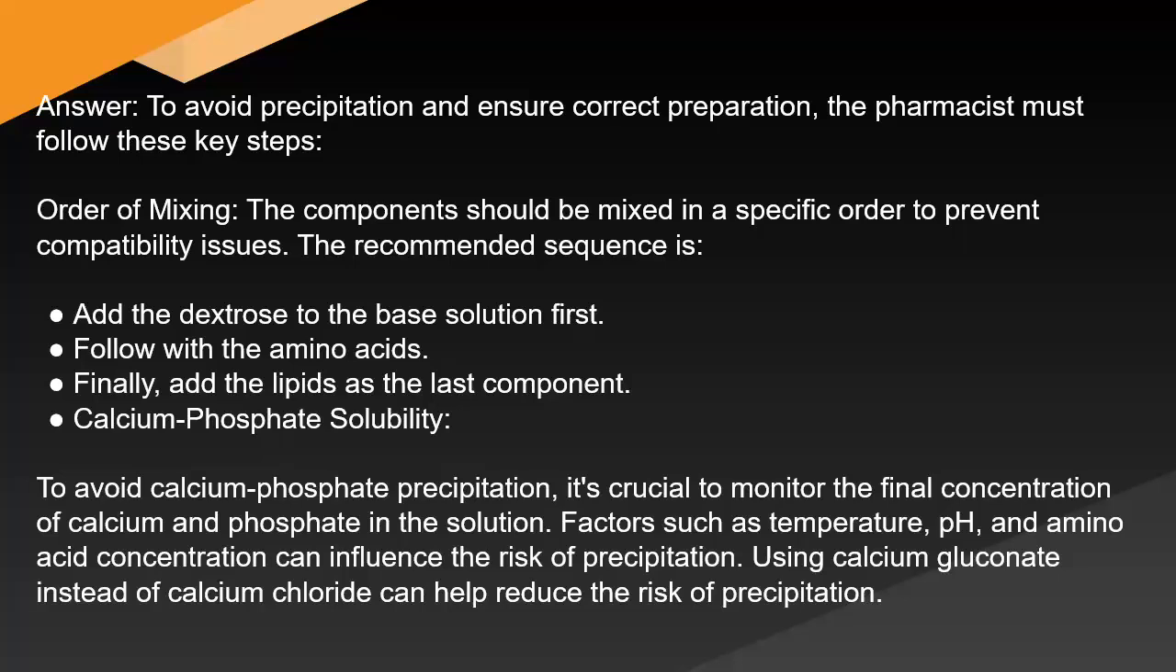Order of mixing: the components should be mixed in a specific order to prevent compatibility issues. The recommended sequence: add the dextrose to the base solution first, follow with the amino acids. Finally, add the lipids as the last component. Calcium phosphate solubility: to avoid calcium phosphate precipitation, it's crucial to monitor the final concentration of calcium and phosphate in the solution. Factors such as temperature, pH, and amino acid concentration can influence the risk of precipitation. Using calcium gluconate instead of calcium chloride can help reduce the risk of precipitation.